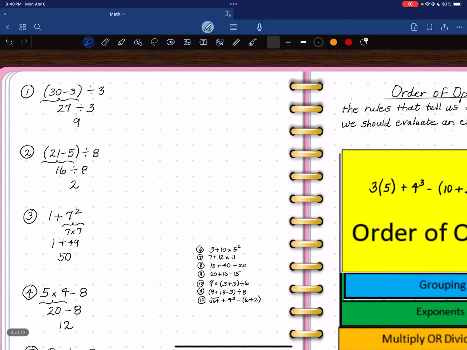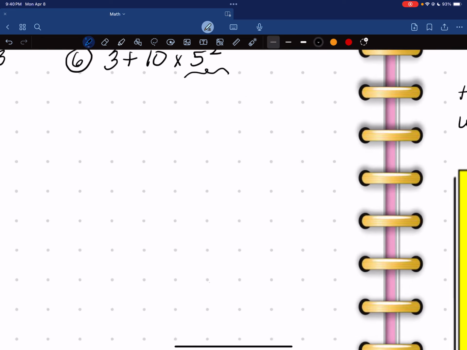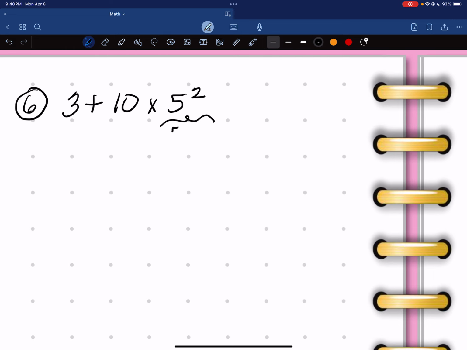Number 6, I have 3 plus 10 times 5 to the second power. No grouping symbols. We do have an exponent right there. Let me zoom in a little bit. This is not 5 times 2, it's 5 to the second power. So that would be 25. Then I will copy what I haven't used yet.